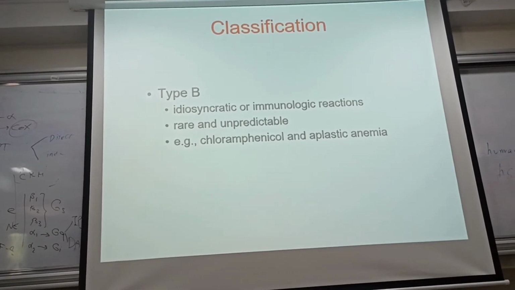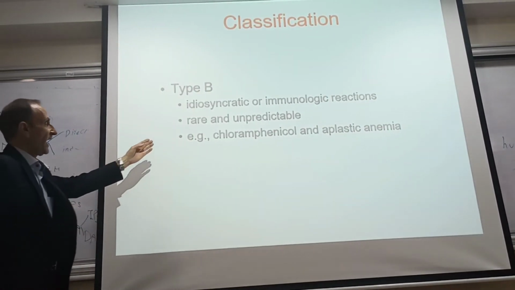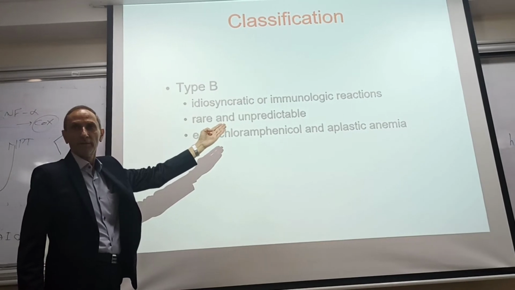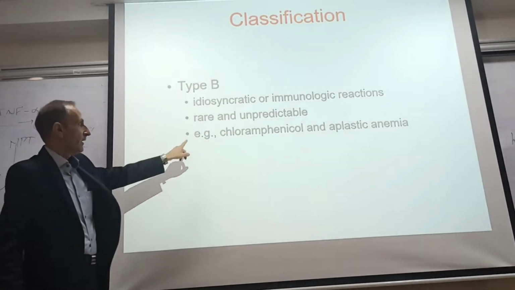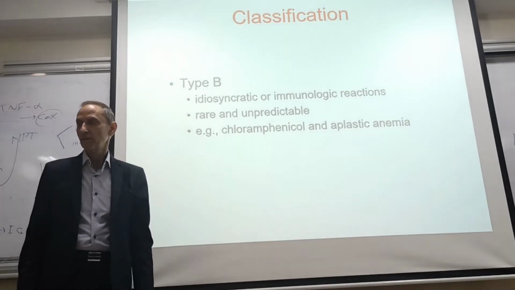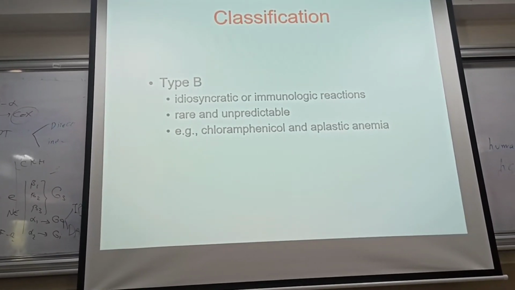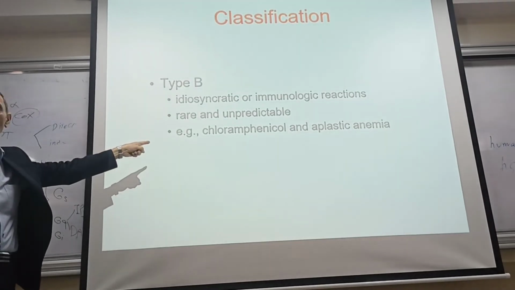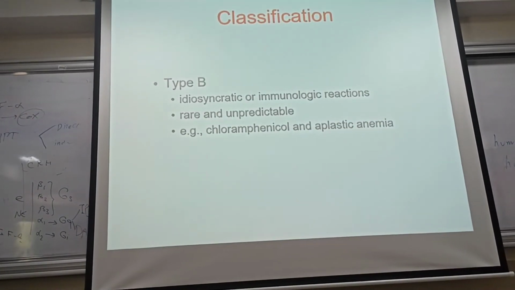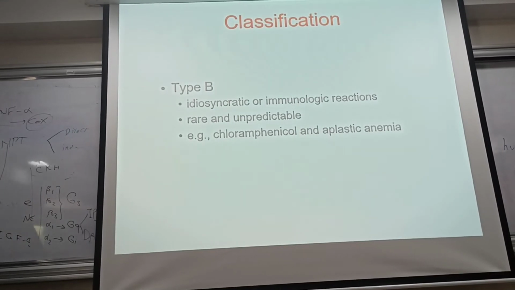In type B, we have idiosyncratic or immunologic reactions. These reactions are rare and unpredictable. You cannot predict. We have example, chloramphenicol and aplastic anemia. One out of 40,000 patients may experience aplastic anemia. One out of 40,000.